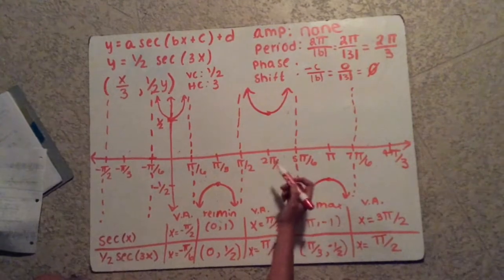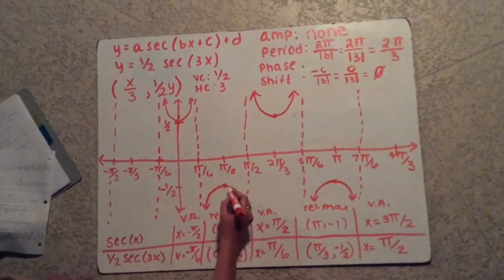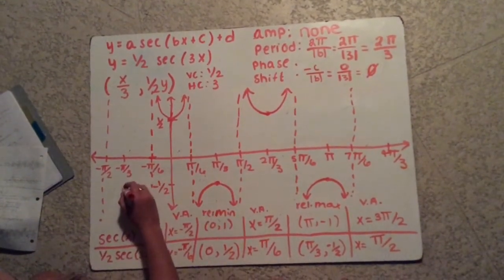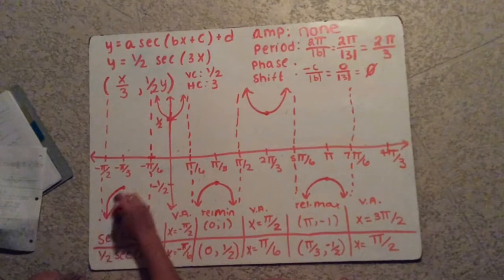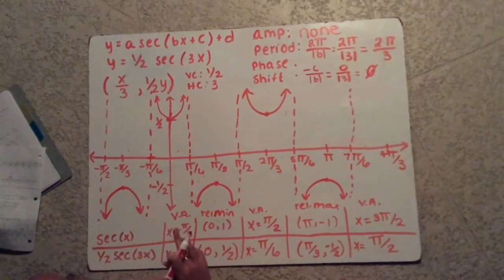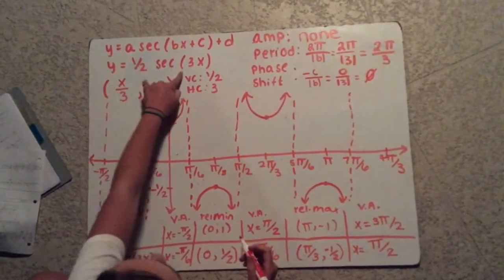There's 2 full periods. You can also add some on this side if you would like. Take over here our point, go 2 pi over 3. And there you have it. This is our secant graph using the formula 1/2 secant 3x.